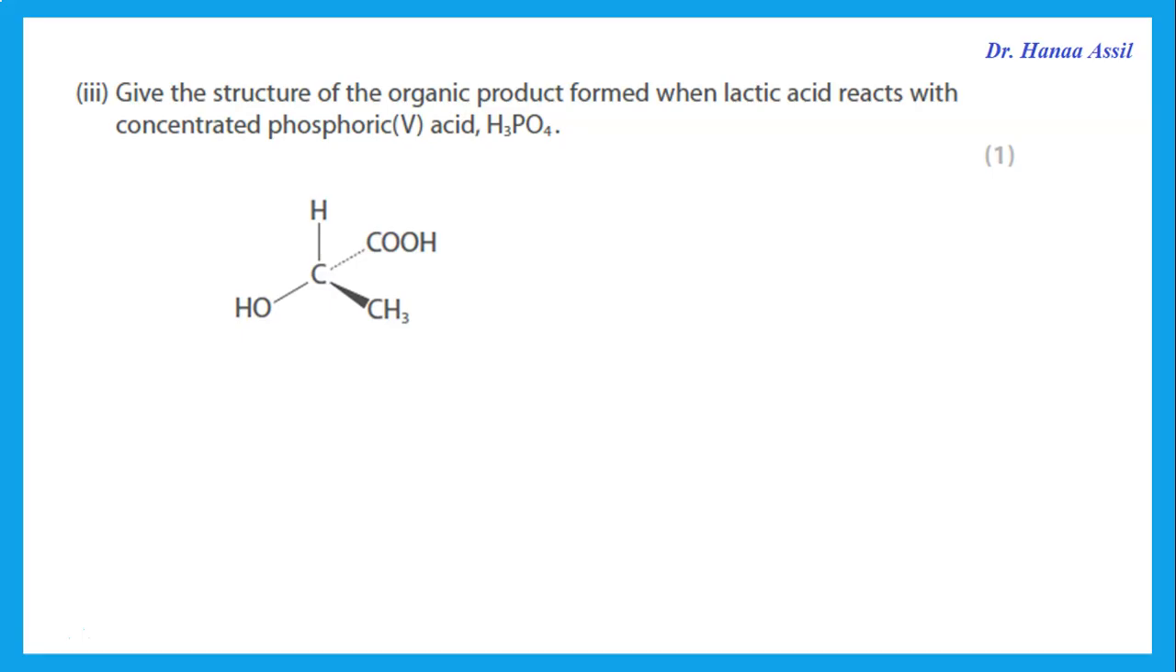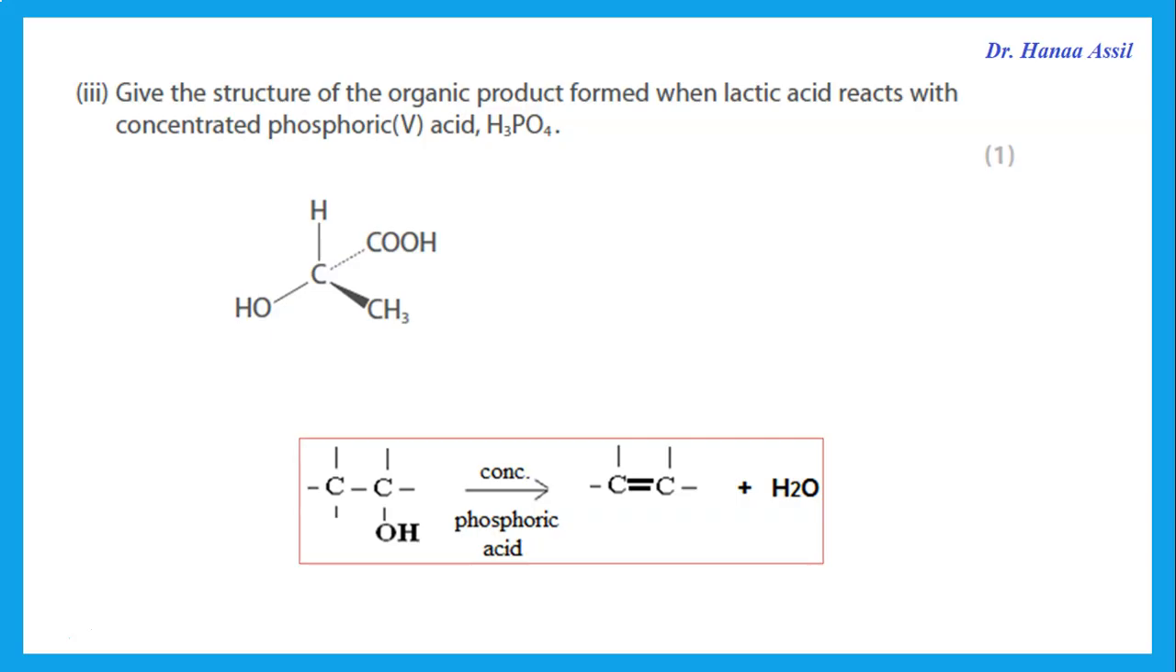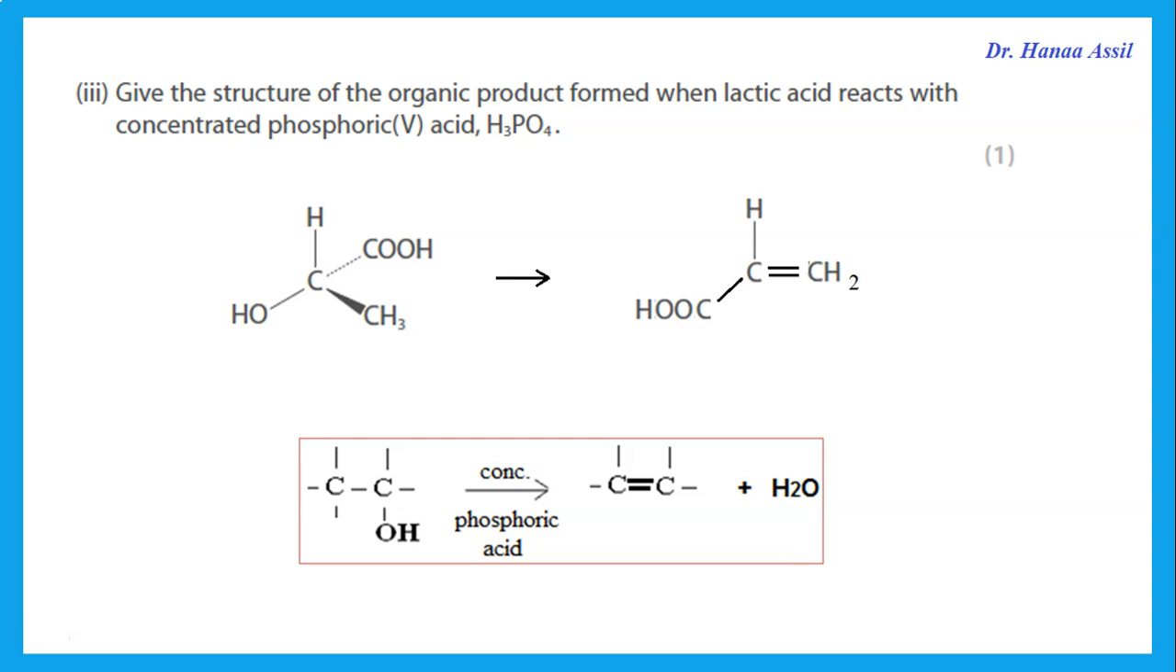Give the structure of the organic product formed when lactic acid reacts with concentrated phosphoric acid. Okay, let's remind ourselves, what does concentrated phosphoric acid do? What we have here is an alcohol. If we add concentrated phosphoric acid, it removes an H and an OH, and it forms an alkene. So that means if we use concentrated phosphoric acid on this, we are actually forming the corresponding alkene.